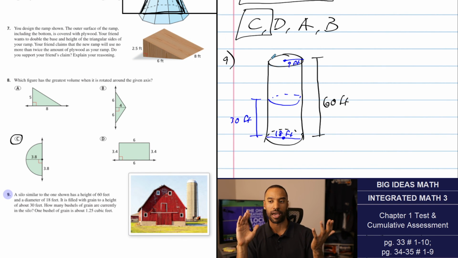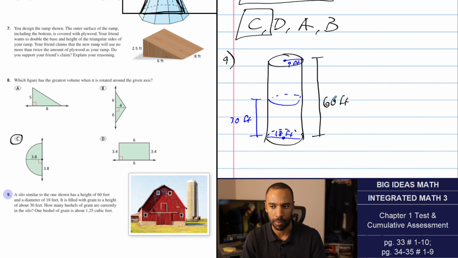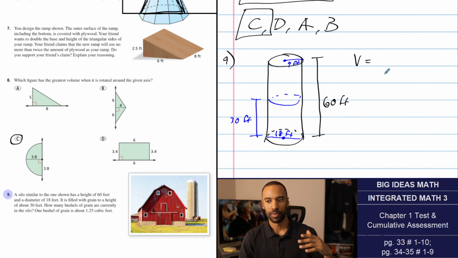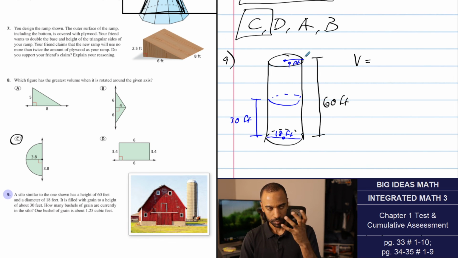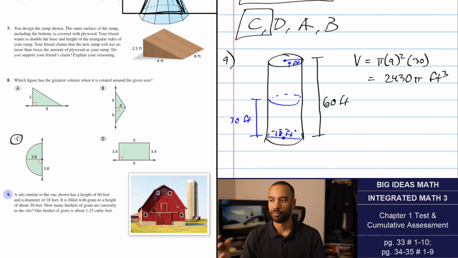I'll tell you what, it doesn't matter how much the silo is height-wise. It just says how much it's filled up to. That's all that matters. So I honestly don't think we care about the 60. I care about the 30, and I don't care about the 18. I just care about the 9. So the volume of bushels in the silo is going to be that, they really fill up the space about. So pi r squared times height. 9 squared is 81 times 30 is 2430 pi cubic feet of that stuff.